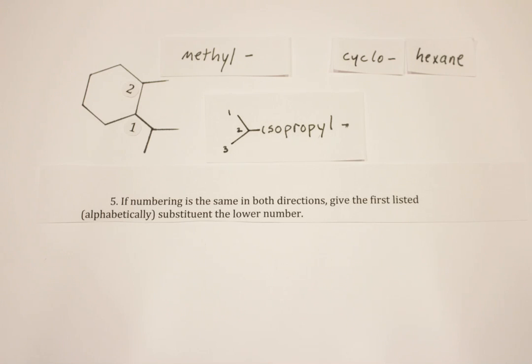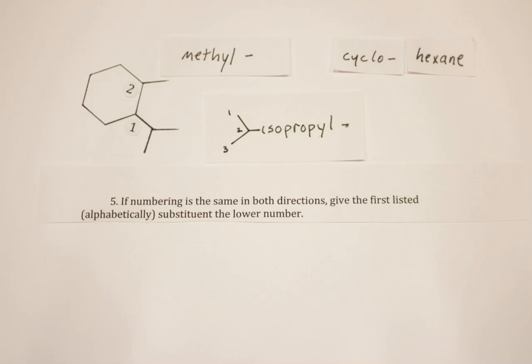So the lowest numbers I could give this one are 1 and 2, clearly. So the question we want to ask now is, which of these substituents is going to get the 1 and which is going to get the 2? So if it's a tie in both directions, and in this case it is, it's a 1 or a 2 or a 1 or a 2, then we're going to give the first listed alphabetically substituent the lower number.